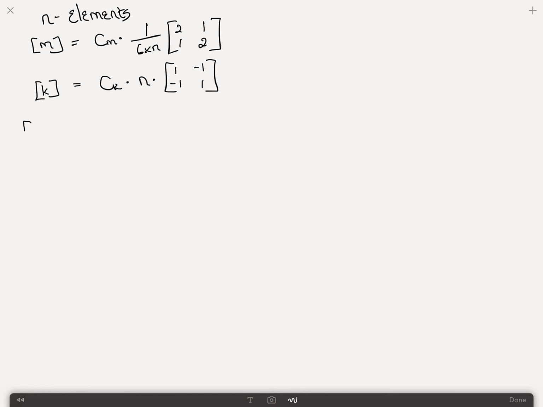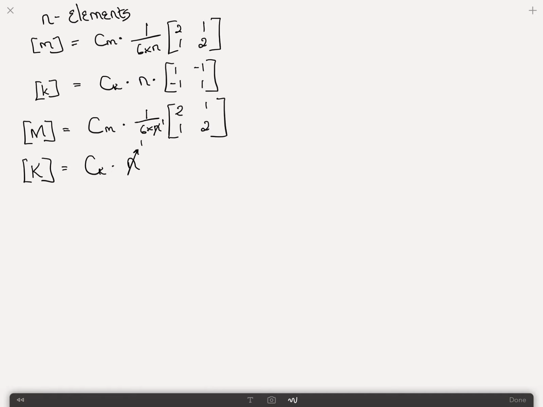Well, in the case of the single element, the global mass matrix M is just the same as the element mass matrix. So it is Cm times 1 over 6 times n times 2, 1, 1, 2. And same thing for the global stiffness matrix. It's equal to Ck times n. N in this case is 1. So that's 1, and that's 1. And then 1, -1, -1 and 1. Okay.